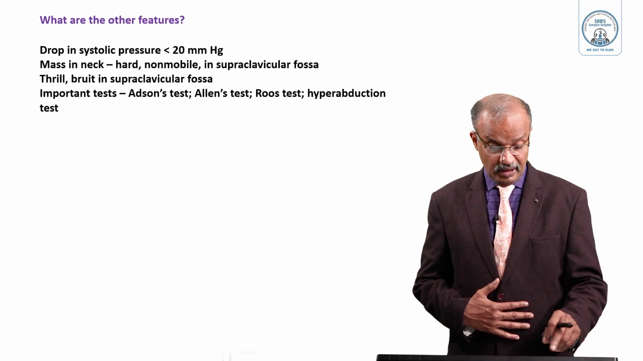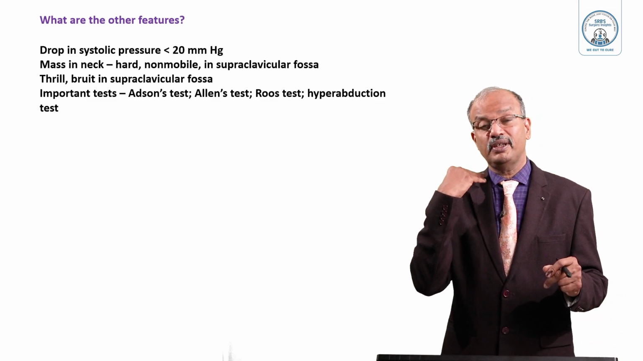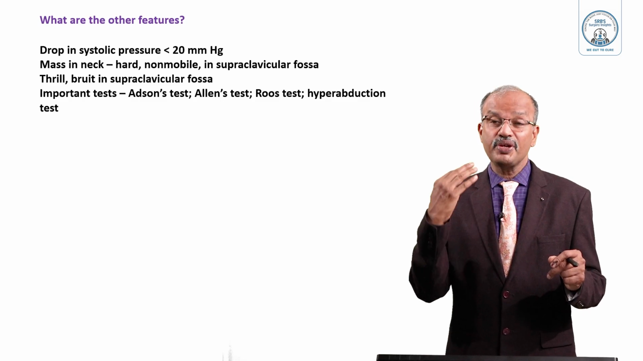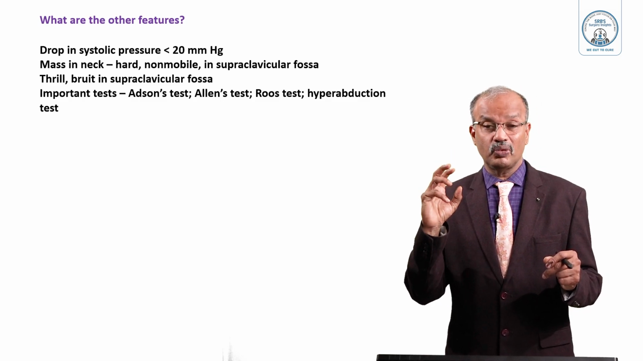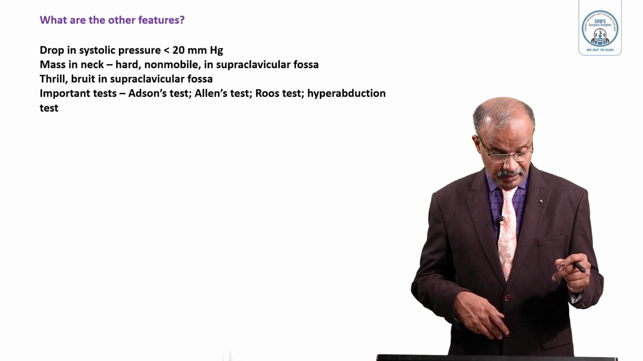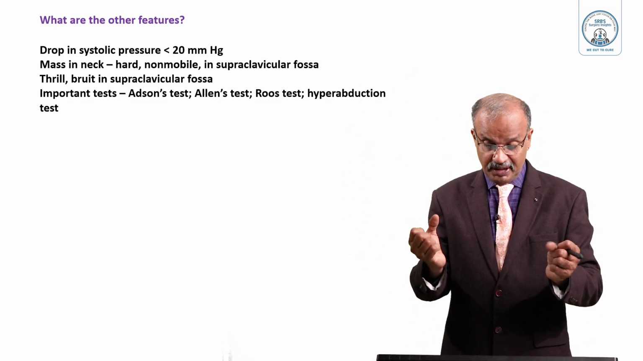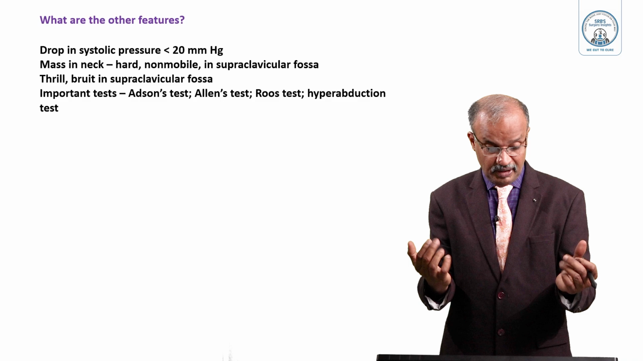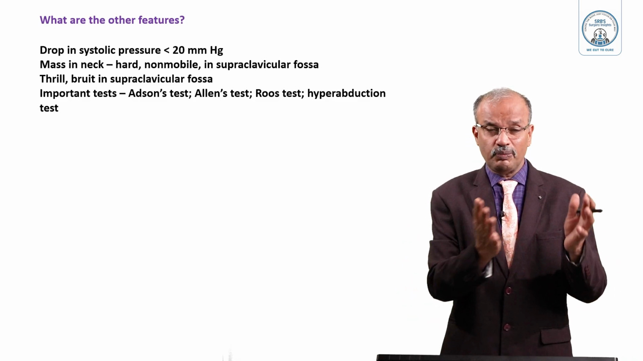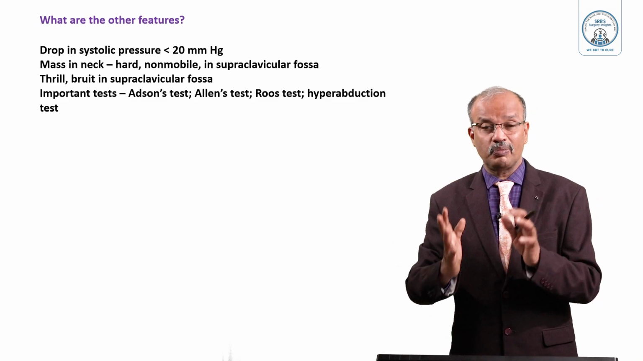And what are the other features? Drop in systolic pressure of less than 20 mm of mercury. A mass in the neck, especially with a cervical rib: hard, deeply placed, in the supraclavicular region, non-mobile. And thrill and bruit in the supraclavicular fossa because it is causing compression over the subclavian artery. There will be poststenotic dilatation and thrombosis. And other important tests: Adson's test, Allen's test, where you check the feeble pulse and see the perfusion, Roos test, hyperabduction test. There are so many upper limb specific tests which are very important, which please go through in my clinical methods book and SRB manual of surgery.